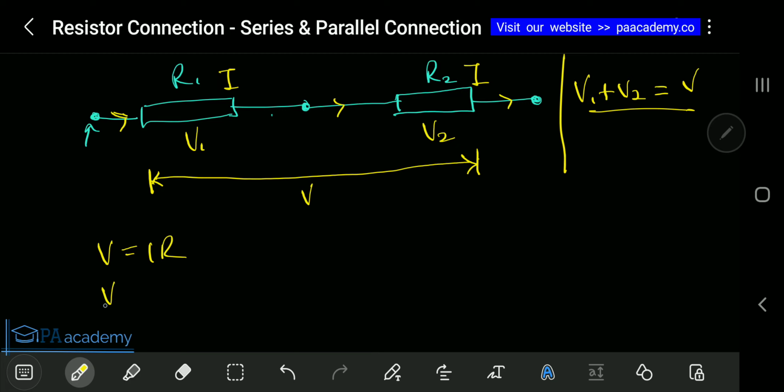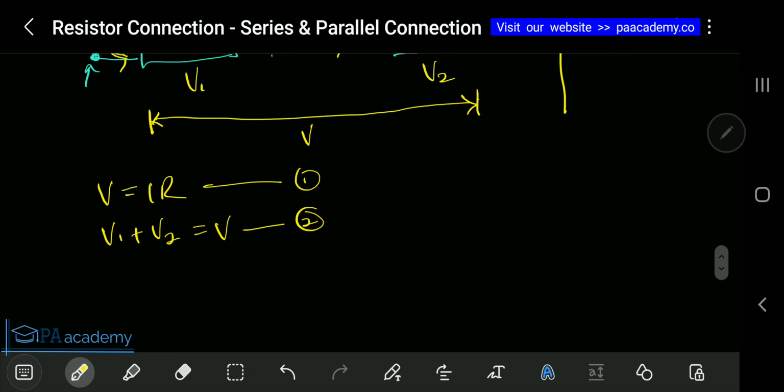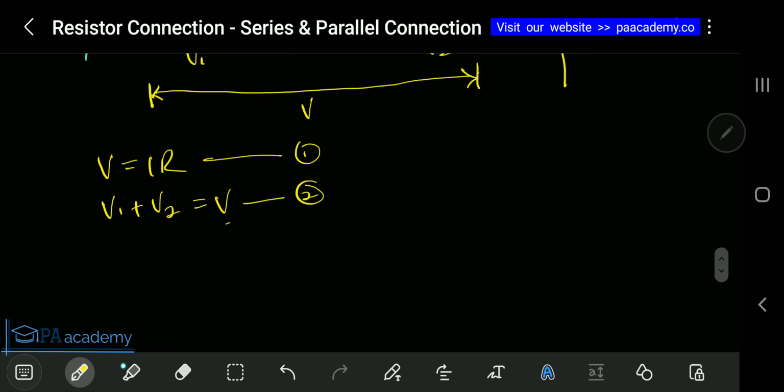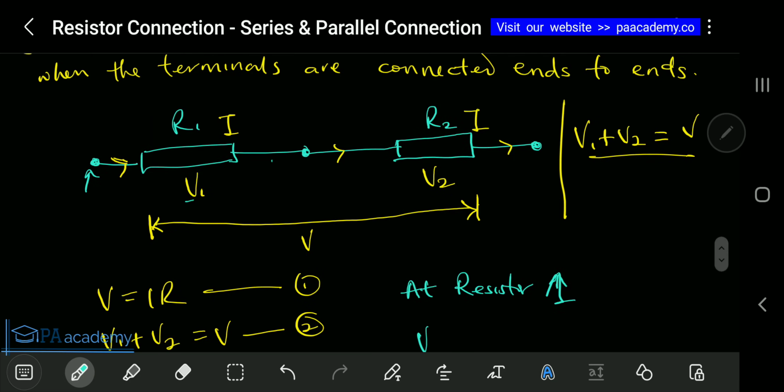Now, if we substitute the value of V for each of the resistors, from V equals IR, at resistor 1 the voltage, which is V1, will be, from Ohm's law, IR, which is I times R1. Exactly, because that's it for R1. We know that this is the current, so V1 here will be R1 times I.